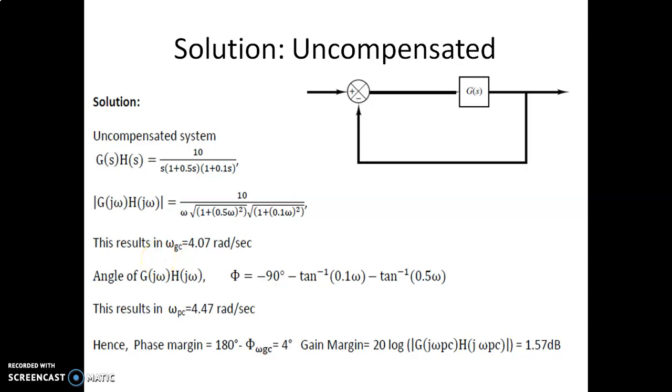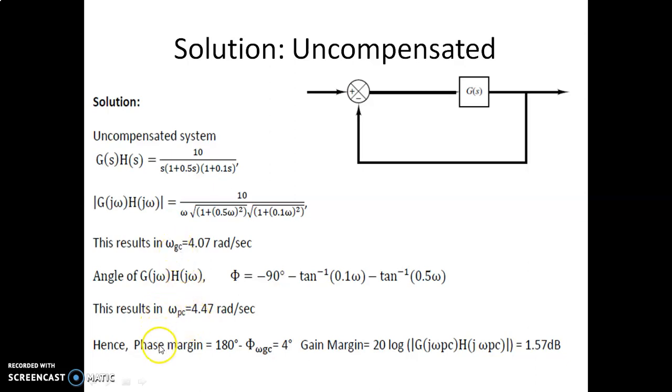This is the gain crossover frequency, and we can also find the phase crossover frequency, that is omega pc. This is the phase equation for this particular transfer function, since you have a pole at origin which is contributing -90 degrees, and these two are the other two terms for the real axis poles on the left hand side of the S-plane. The omega pc, the phase crossover frequency, is 4.47 radian per second. So this is the phase crossover frequency and the gain crossover frequency.